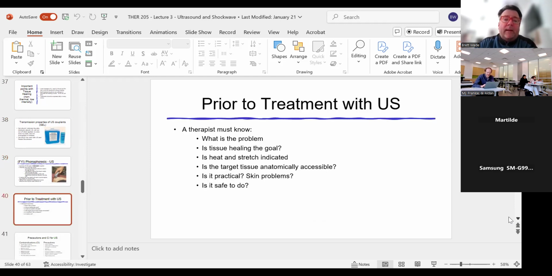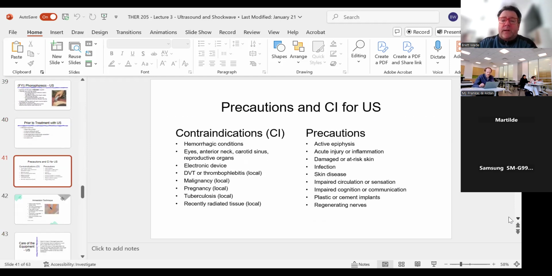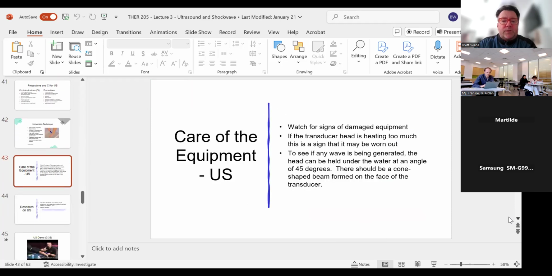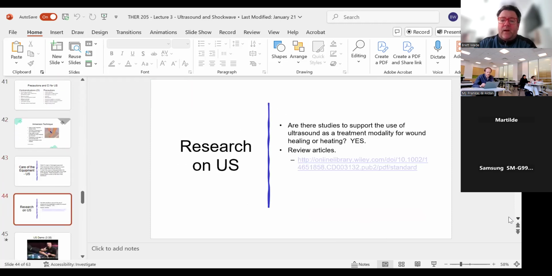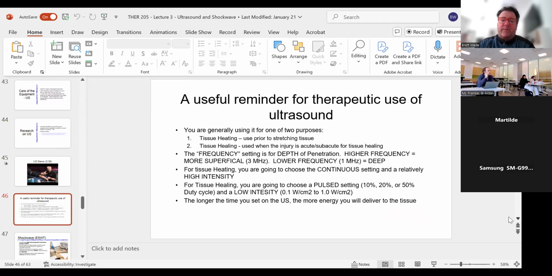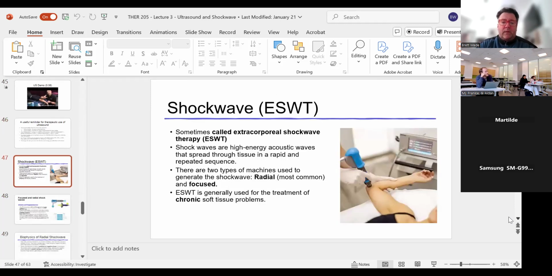FYI, precautions, contraindications. I always like them, so there's a fairly good question for sure in there. Immersion technique, as said, not anything there. Research, demonstration. We're getting into lab stuff now.